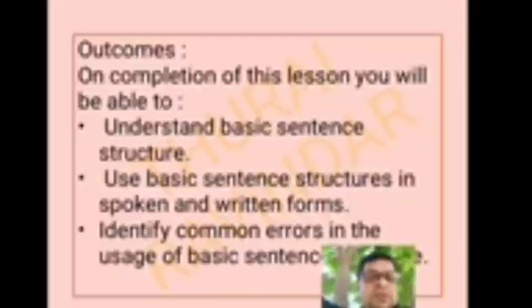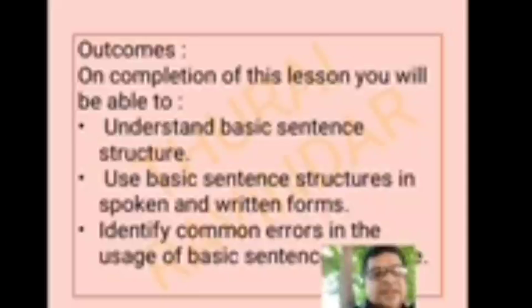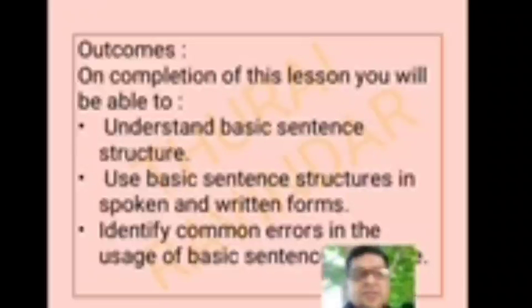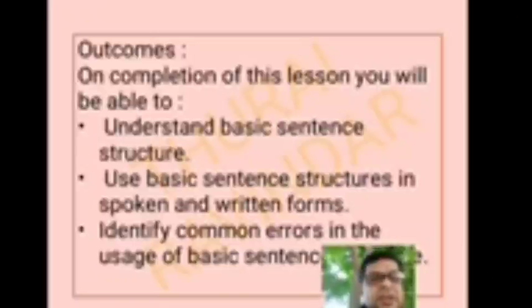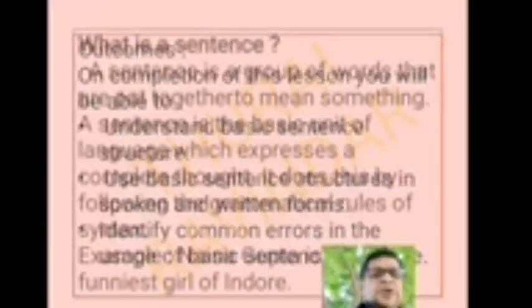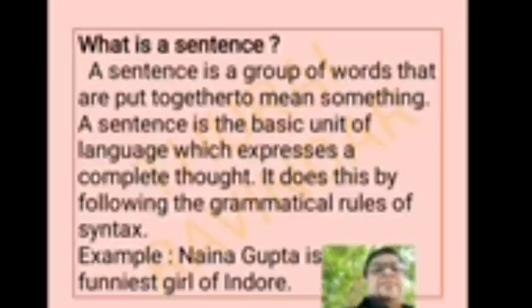Among is used when we compare more than two persons or things. When we compare more than two persons or things, we use among. Rani is the cleverest girl among the 50 students. Here we are comparing more than two persons, among 50 persons. In these situations we use among.